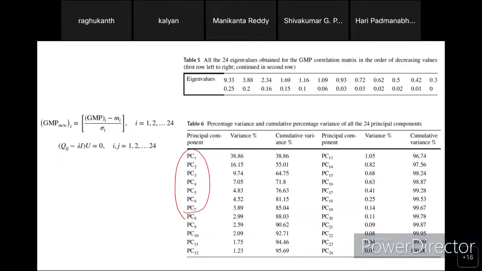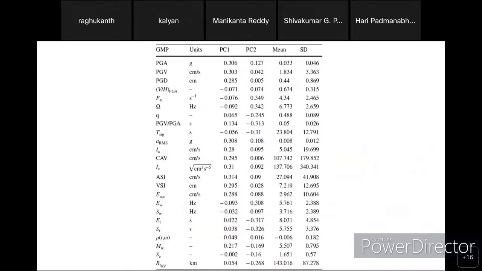So you can compute all the parameters and then you can see. For example, up to PC9, if 9 dimensions, it means 90% of the data will be explained by these 9 itself. That means a 24 dimensional space is not required. We can reduce to 9 dimensions, and you can find out PC1, PC2, PC3 also.